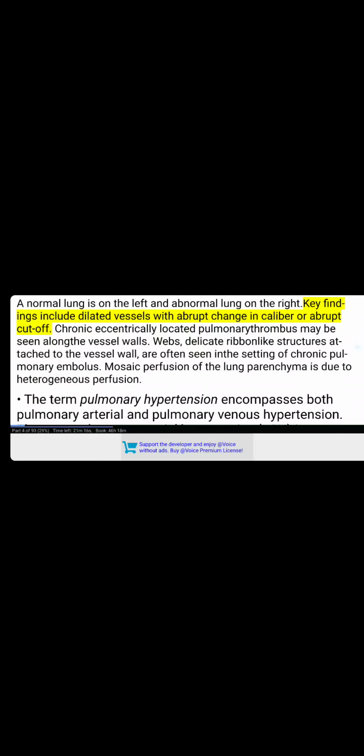Illustration demonstrating the physiologic changes in pulmonary hypertension. A normal lung is on the left and abnormal lung on the right. Key findings include dilated vessels with abrupt change in caliber or abrupt cutoff. Chronic eccentrically located pulmonary thrombus may be seen along the vessel walls. Webs, delicate ribbon-like structures attached to the vessel wall, are often seen in the setting of chronic pulmonary embolus. Mosaic perfusion of the lung parenchyma is due to heterogeneous perfusion.